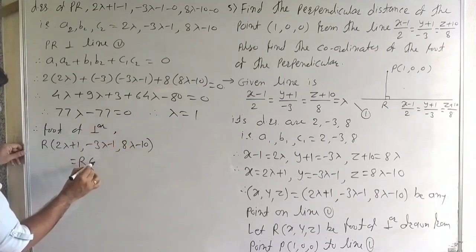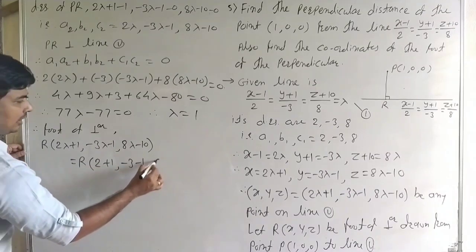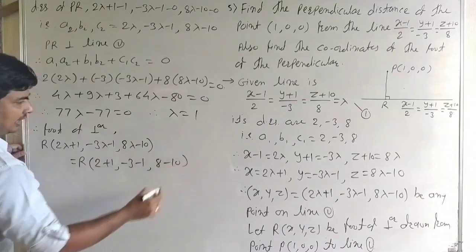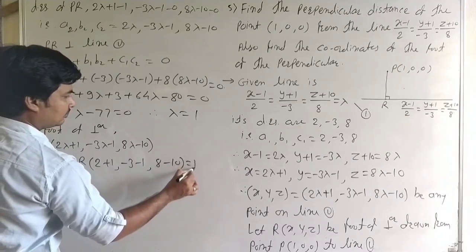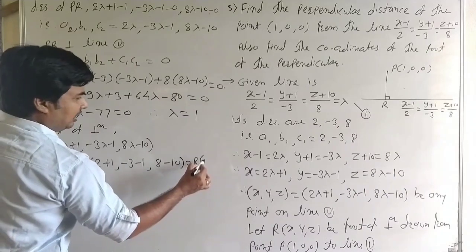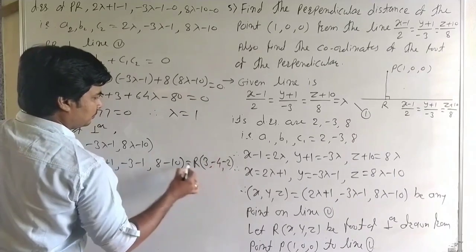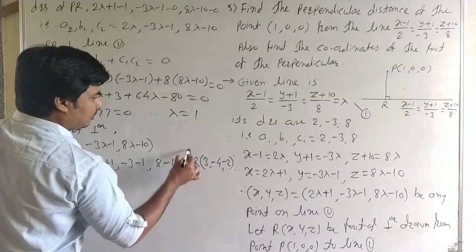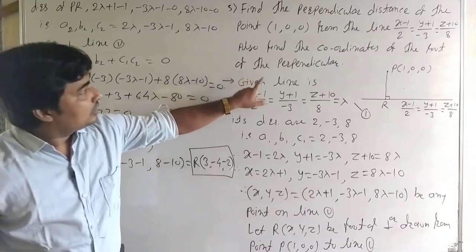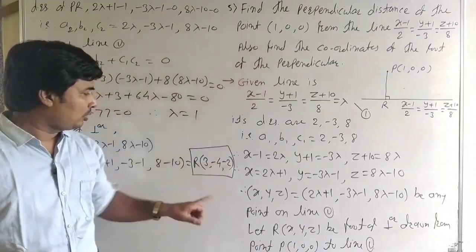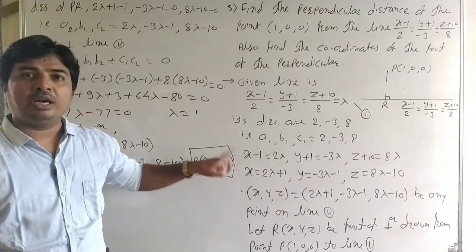Lambda is equal to 1, then we can write 2 plus 1, minus 3 minus 1, 8 minus 10, and therefore the coordinates of R are 3, minus 4 and minus 2. Here is the answer for the coordinates. Coordinates of the foot of perpendicular are 3, minus 4 and minus 2.